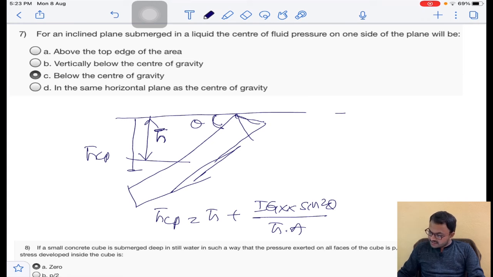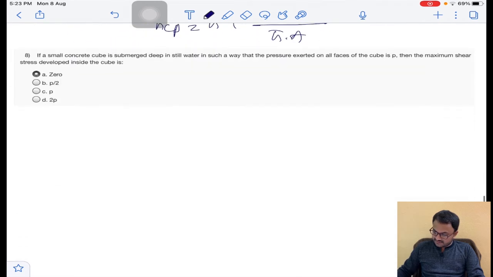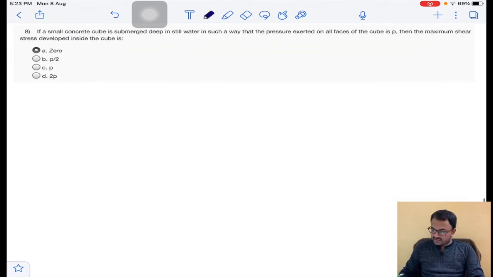Okay, so the center of fluid pressure is h bar Cp and this h bar is the centroid. So h bar Cp lies below the center of gravity. So the answer for question 7 is C. Okay, and next question.